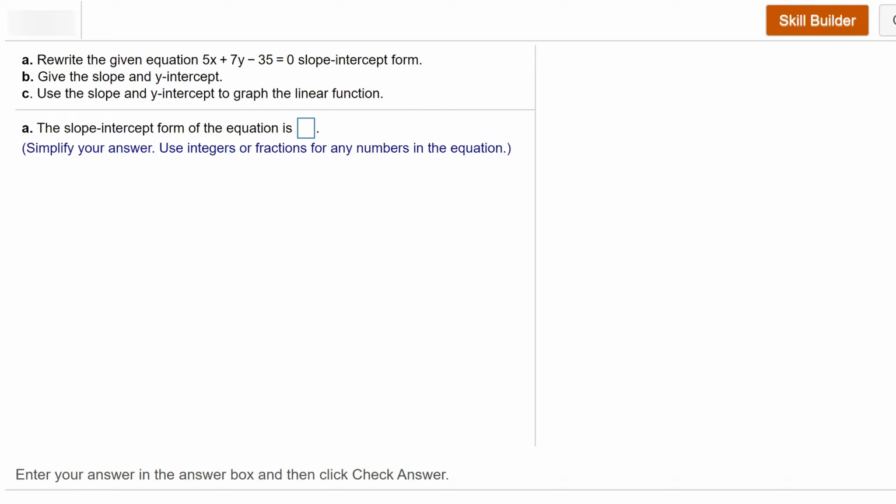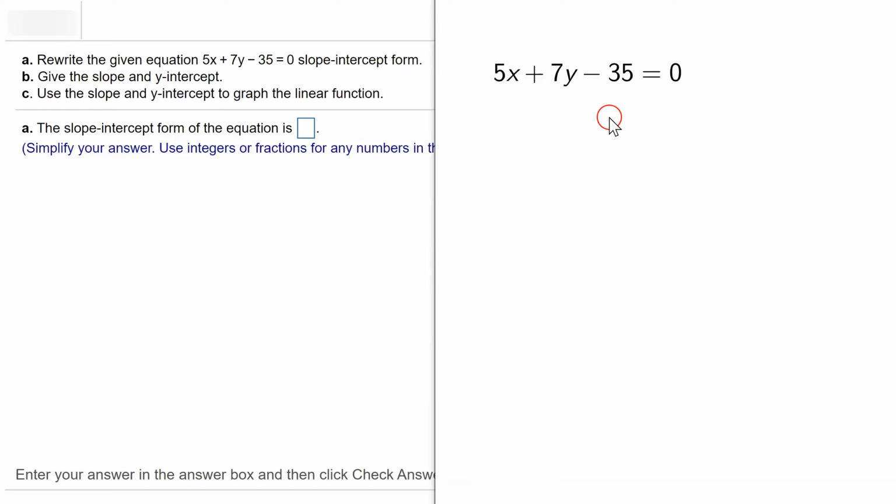This is a problem from MyMathLab dealing with graphing lines. In part A of this problem, we need to rewrite the given equation 5x plus 7y minus 35 equals 0 in slope-intercept form. So let me get some scratch paper.